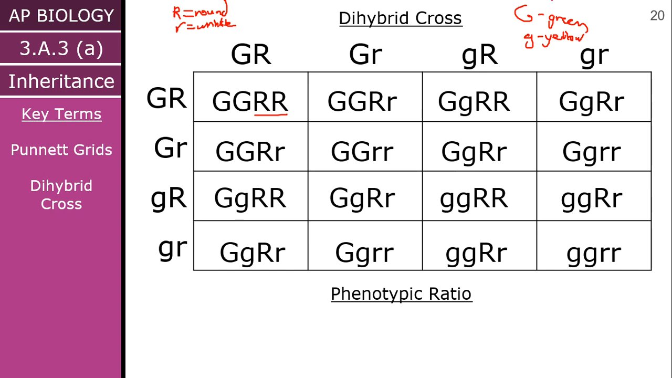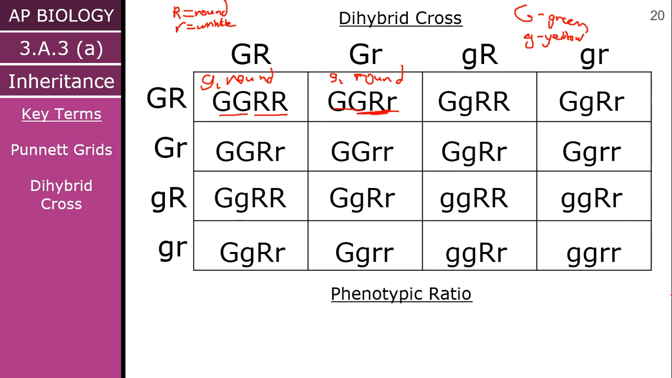Okay. So this individual right here has two big G's. That means they have two greens and they have two big R's, which means they have two rounds. So this person is going to be green and they're going to be round. Okay, that's what their peas are going to look like. This one's going to be green and there's a heterozygote. Well, which one's dominant? Oh, the capital one. So they're going to be round. Okay, so they're going to be green and they're going to have round seeds. So those two individuals have the same phenotype.